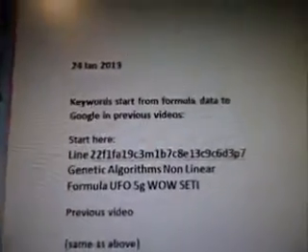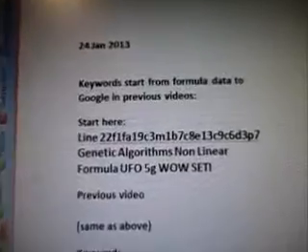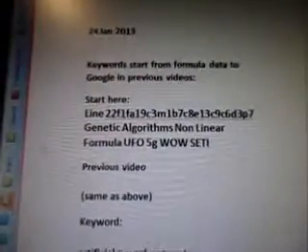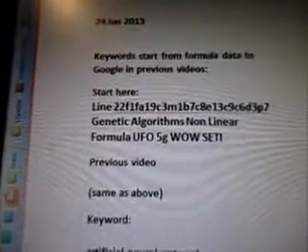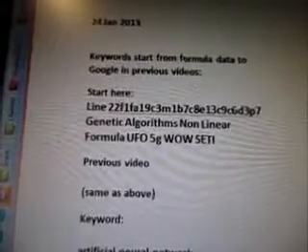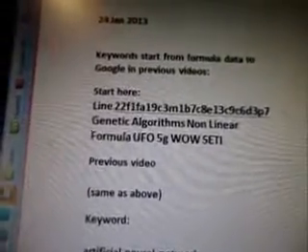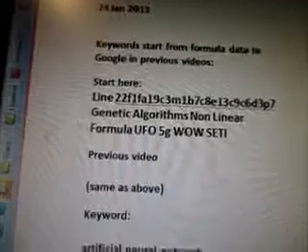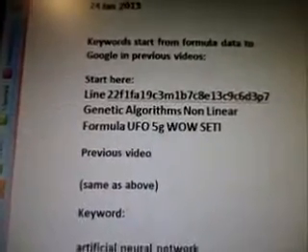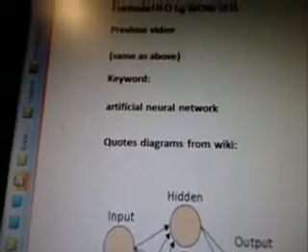So the keywords start from the formula data to Google in the previous video. It was line 22f1fa19c3m1b7c8e13c9c6d3p7. Genetic algorithms nonlinear formula UFO 5G Wow Seti. So the previous video was the same as above. So that's where it starts.